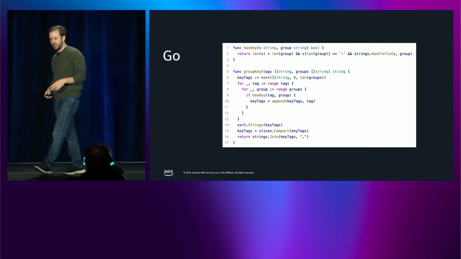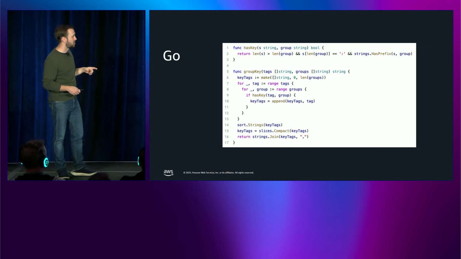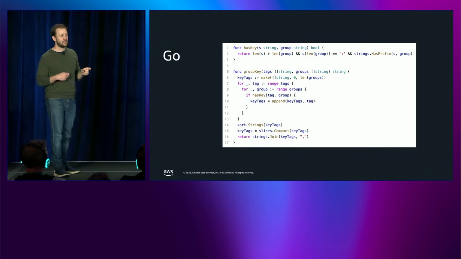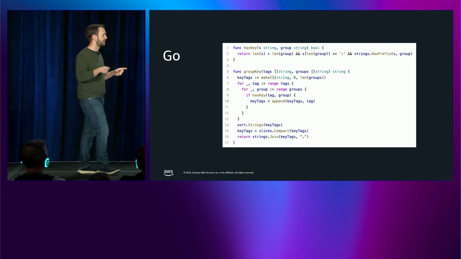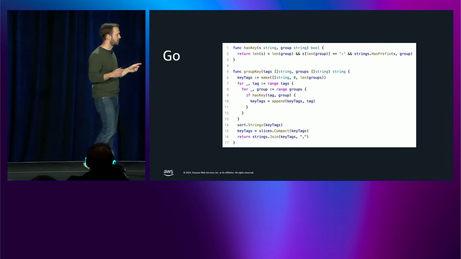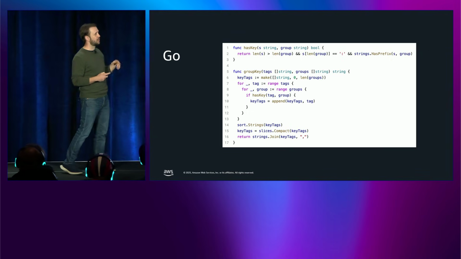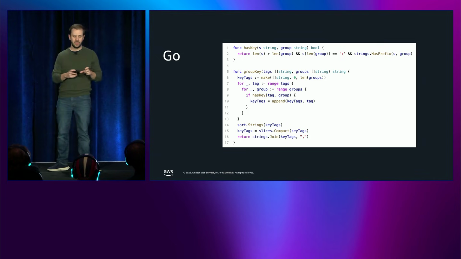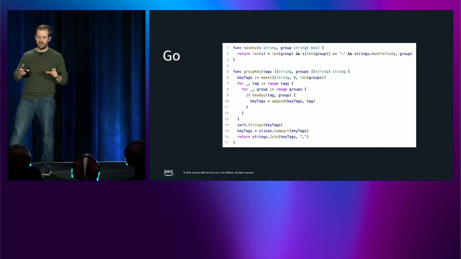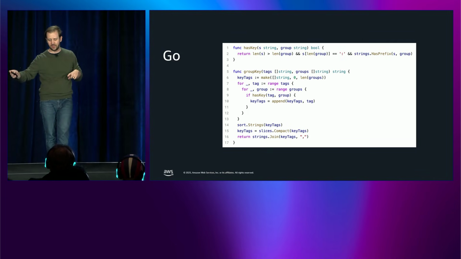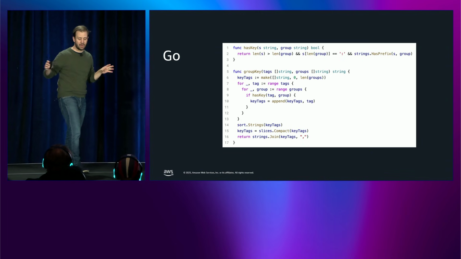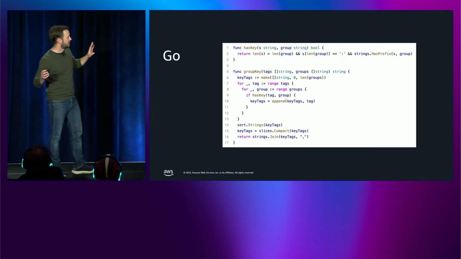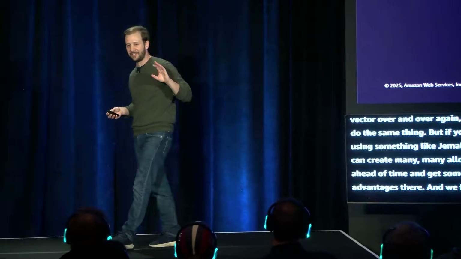Same thing. The problem is that at scale, this is an allocation factory. Continuing to append to those slices in Go will reallocate that vector over and over again. Rust can do the same thing, but if you're using something like jemalloc, you can create many allocations ahead of time and get some kind of advantages there. And we found, just straight up, no jemalloc, nothing, that the Rust code is almost 3x faster on a C7i XL. And I think Darko wants to pop up here and ask me a question quick.